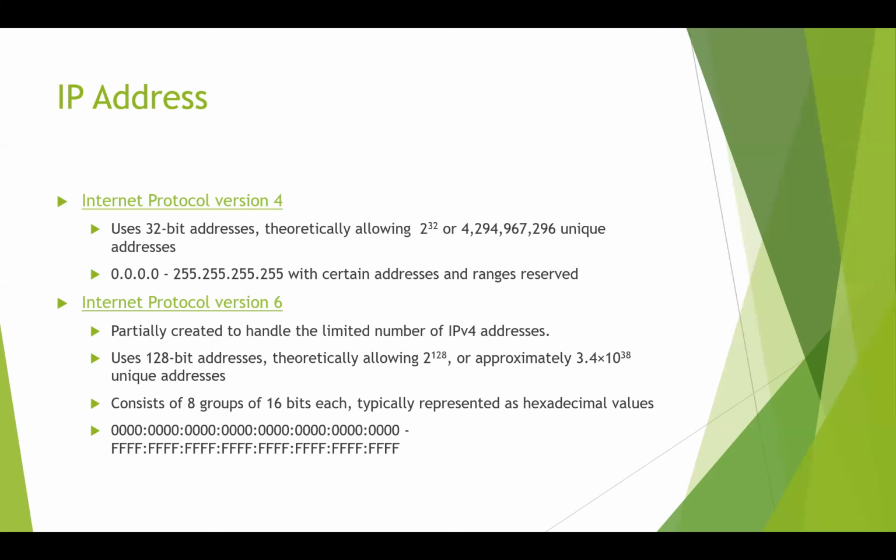And how is that accomplished? Well, it uses 128-bit addressing, which technically would allow for 2 to the 128th possible combinations. As you can see here, it's approximately 3.4 times 10 to the 38th IPv6 addresses. And again, they're grouped a little differently.